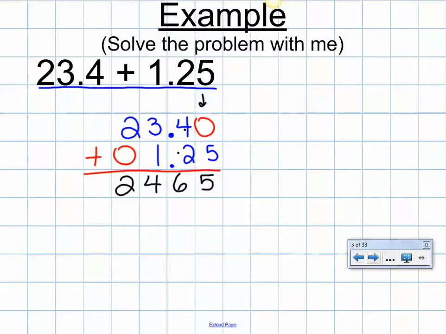Step 4 says to bring down the decimal point to your answer. My decimal point was right here, so I'm going to put my decimal point directly below that into my answer. So I'd get 24.65, which is 24 65/100. This is how I would add decimals. If it was a subtraction problem, I would have done the same exact thing, only I would have subtracted the numbers instead of adding them together.